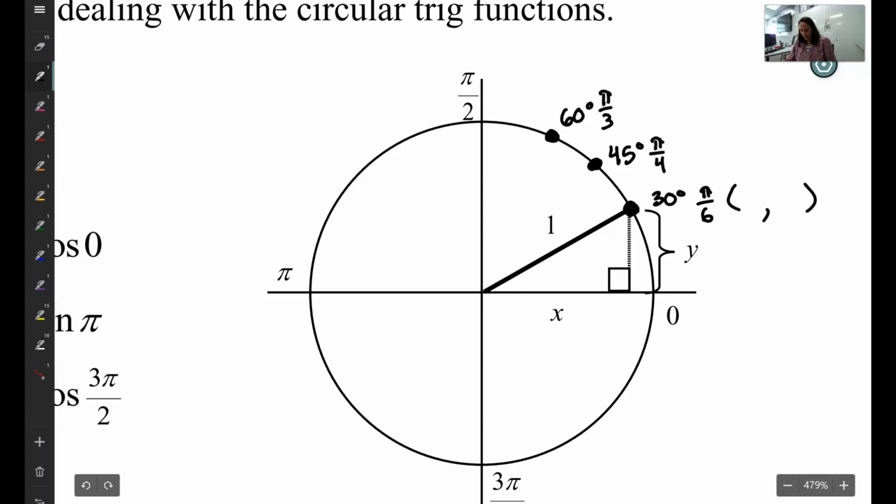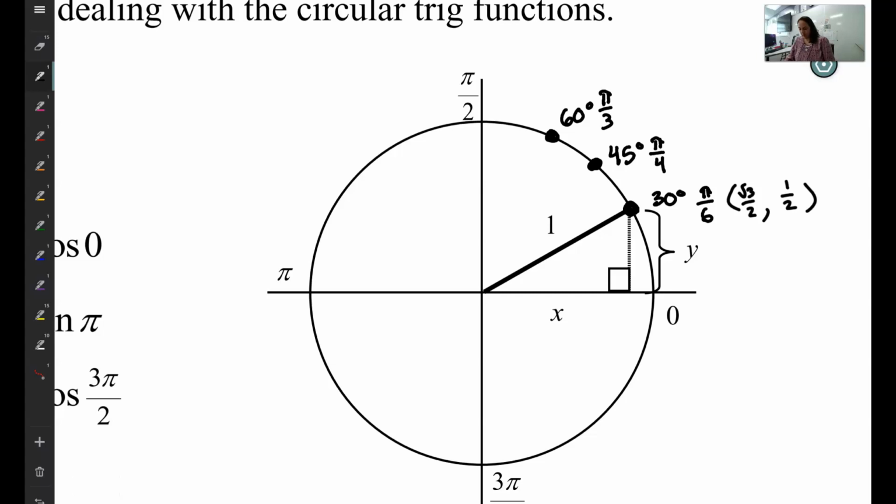And I'm going to show you on this little triangle right here, if this is our 30, 60, 90, then that long side is our root 3 over 2, and the short side is 1/2, using those 30, 60, 90 right triangles we talked about earlier. So our x value is root 3 over 2, y value is 1/2.